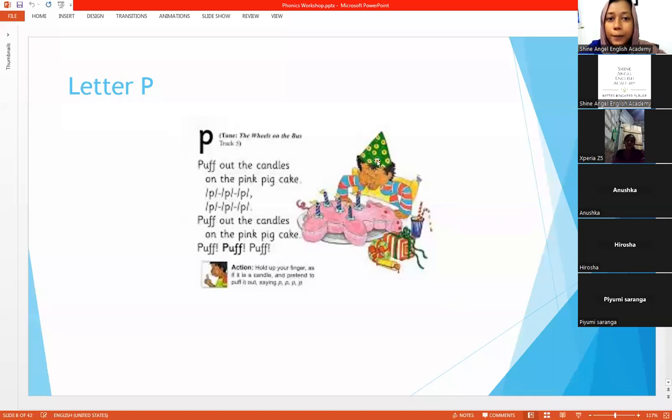Okay, next one is letter P. Here we are going to use the word candle, right? It's a birthday cake and the candle is there. You're puffing, right? Here you can use the wheels on the bus tune. So puff of the candles on the pink pig cake.